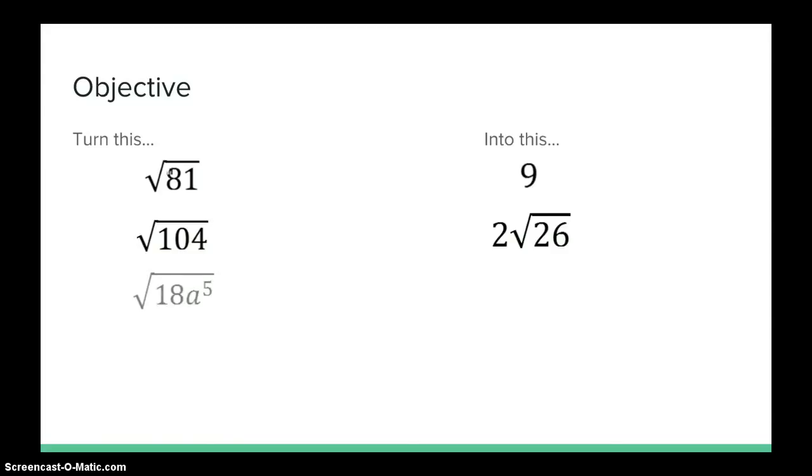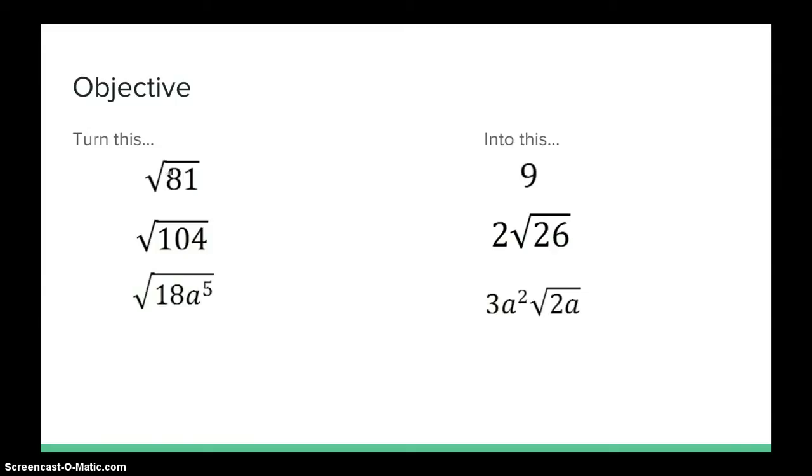What we're adding on today is something like 18a to the 5th power, and we're taking the square root of that. What that ends up coming out to is 3a squared times the square root of 2a. And again, I don't expect that to make sense now, but just so you understand what we're doing, that's the kind of problem we're looking at.